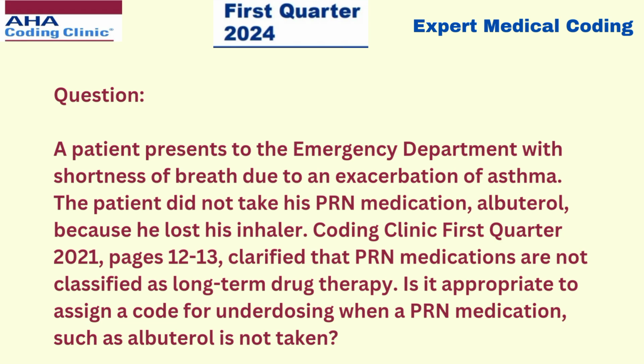A patient presented to the emergency department with shortness of breath due to an exacerbation of asthma. The patient did not take his PRN medication albuterol because he lost his inhaler. Coding Clinic first quarter 2021, pages 12 to 13, clarified that PRN medications are not classified as long-term drug therapy. So is it appropriate to assign a code for underdosing when a PRN medication such as albuterol is not taken?